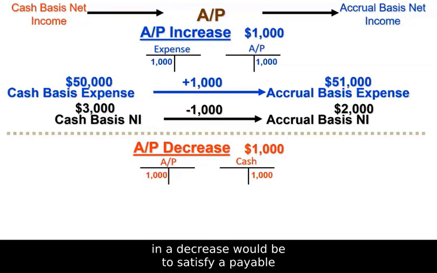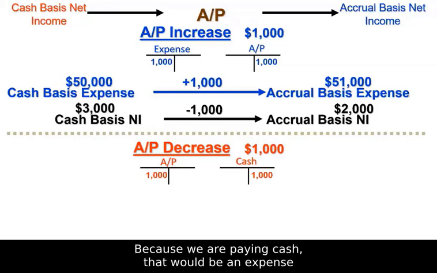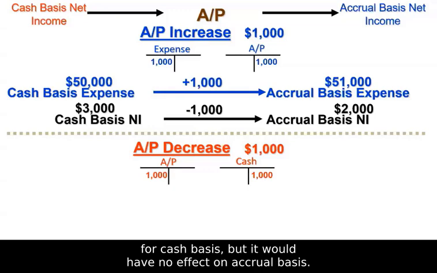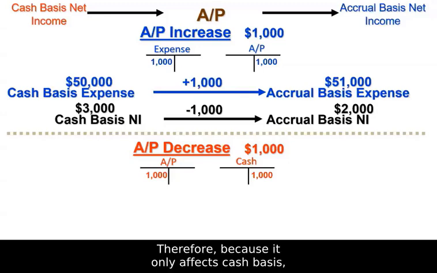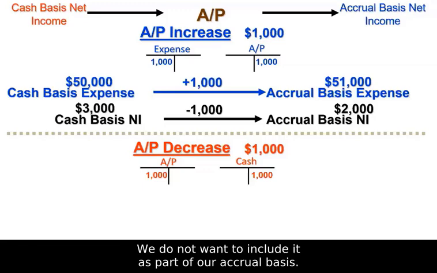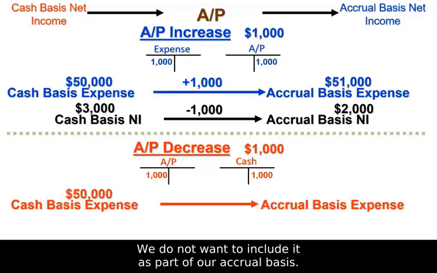As far as an accounts payable decrease, the kind of transaction that would result in a decrease would be to satisfy a payable, in which we debit the payable and credit cash. Because we are paying cash, that would be an expense for cash basis, but it would have no effect on accrual basis. Therefore, because it only affects cash basis, we want to exclude it. We do not want to include it as part of our accrual basis.